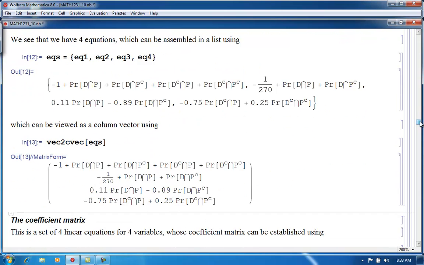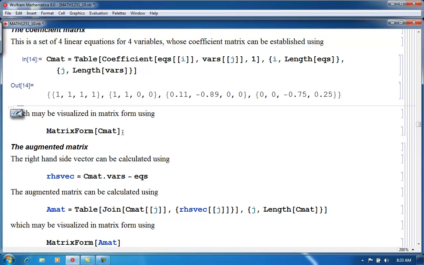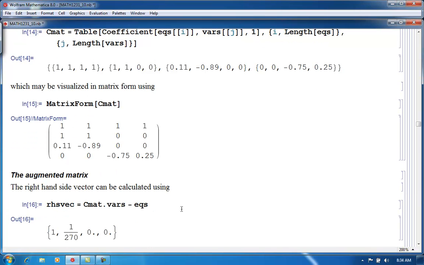Well, we've got linear equations, so we want to solve them, and we do that by our method of row reduction, etc. So we extract the coefficient matrix by this, and then we put that into matrix form, or show it in matrix form. That's the coefficient matrix. And then we can calculate the right-hand side vector by subtracting the product of the coefficient matrix with the variables and subtracting off the equations. And that gives us that.